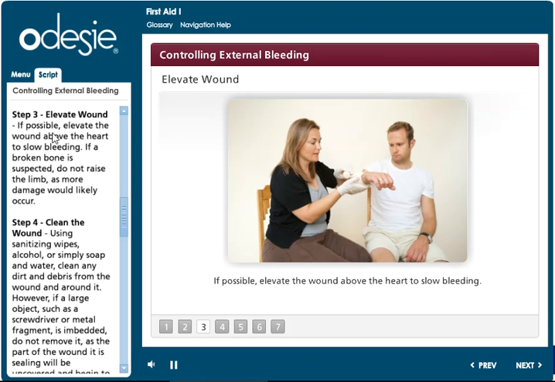If possible, elevate the wound above the heart to slow bleeding. If a broken bone is suspected, do not raise the limb, as more damage would likely occur.